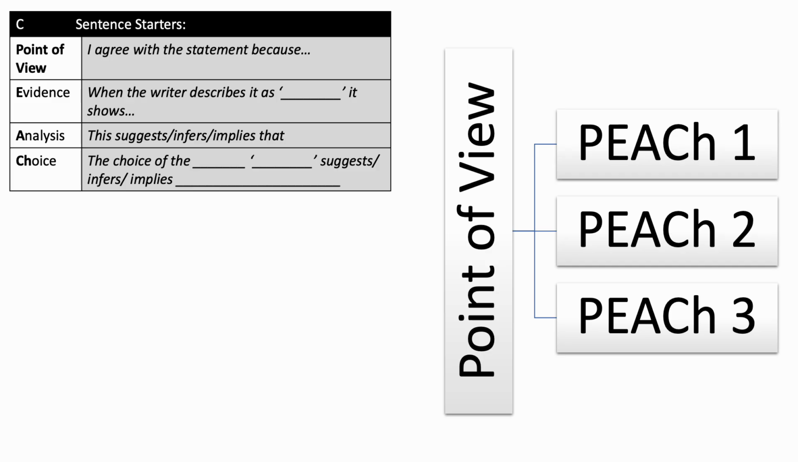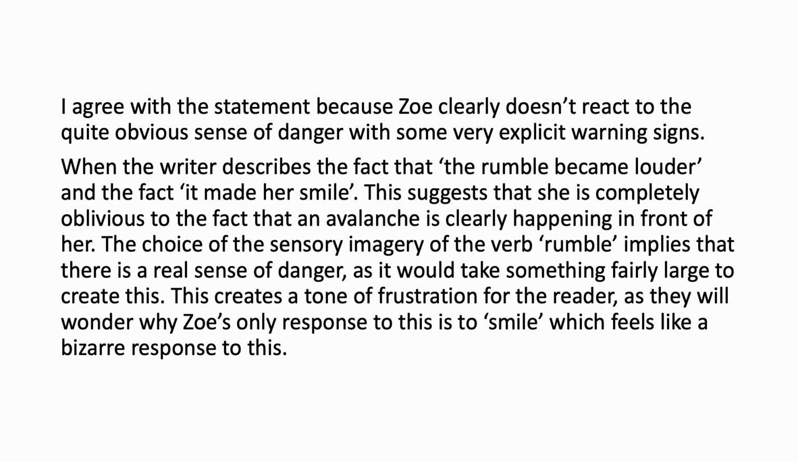Let's look at how we put it together then. So you have an overall point of view, but you might develop that as you go along. So we suggest you use PEACH. So P is point of view, E, evidence, A, analysis, and then the CH is choice. So essentially we're asking you to try and pick out two things per quote, two pieces of analysis per quote. Let's see what that looks like in practice.